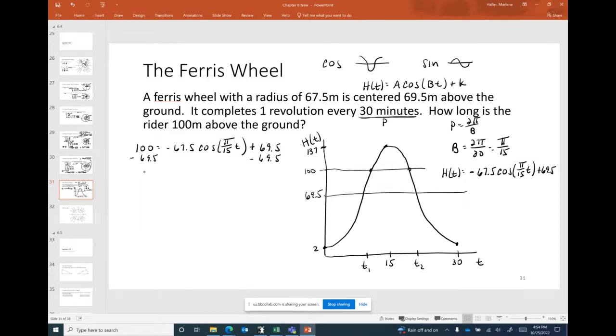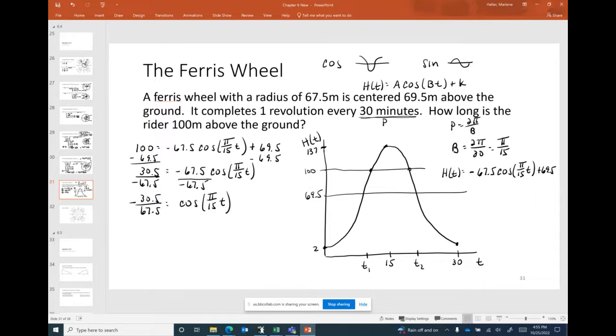Okay, so then 30.5 is going to equal negative 67.5 times the cosine of pi over 15t. All right, it's isolated. We've got to divide both sides by that negative 67.5 now. So negative 30.5 over 67.5 is going to equal the cosine of pi over 15t.